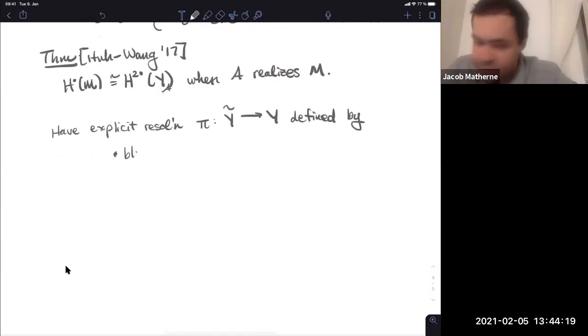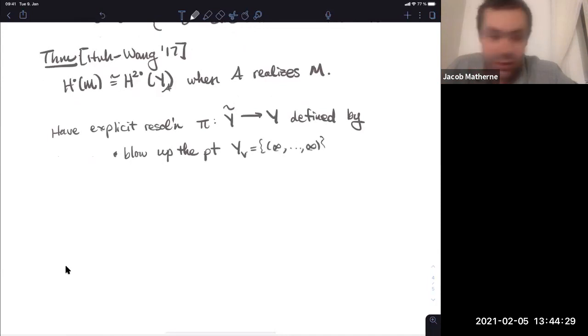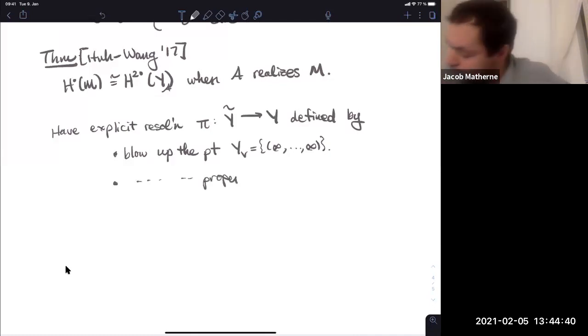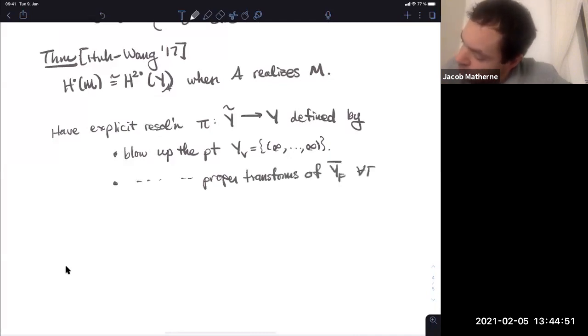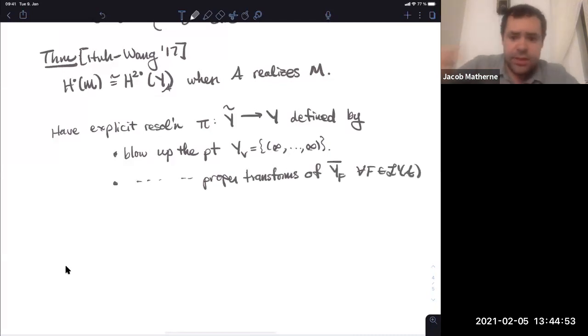So what we do is we blow up the point. This is the stratum corresponding to the vector space, which is the most singular point, infinity, infinity, infinity. And then we blow up the proper transforms of the closures of the strata one dimension up, for all F that are rank 1. And we continue doing this all the way up. Okay?